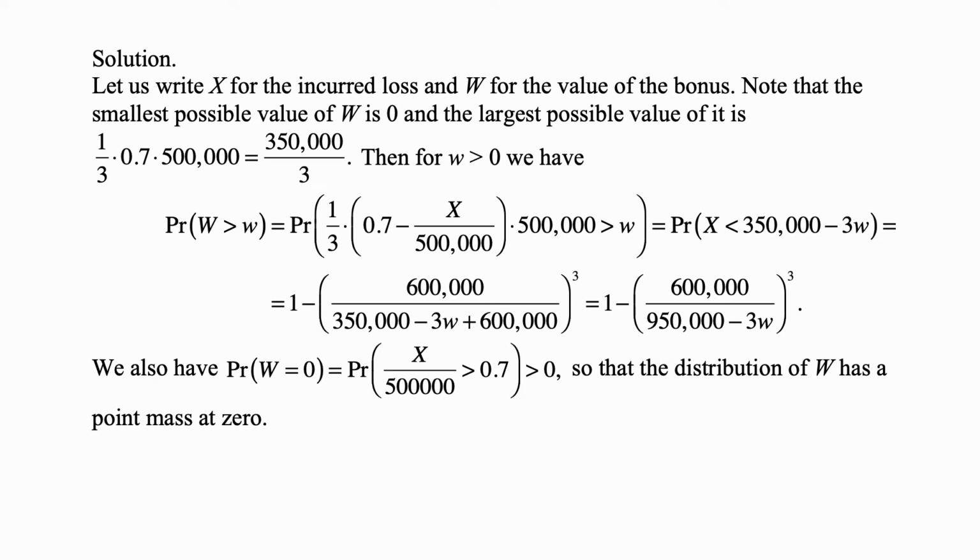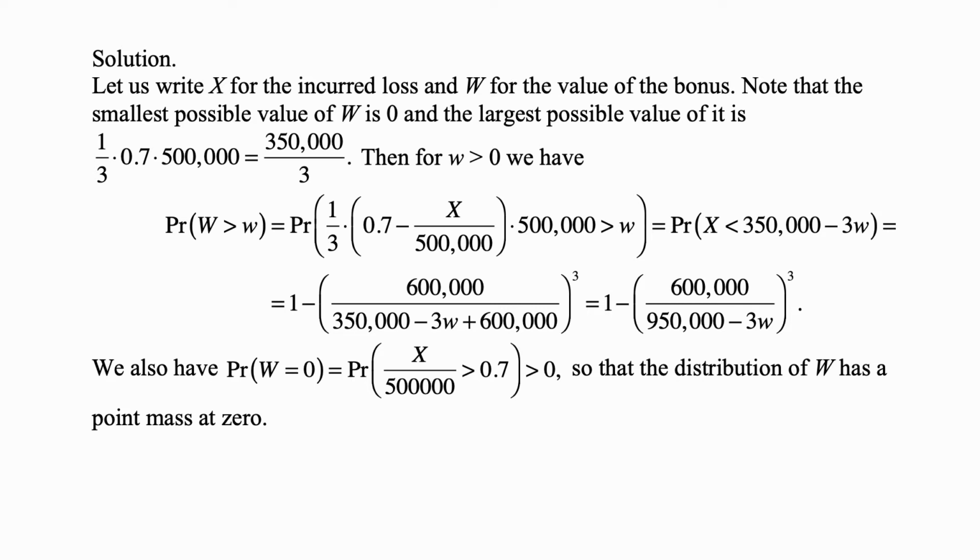And here's the solution. Let us write x for the incurred loss and w for the value of the bonus. Note that the smallest possible value of w is 0, and the largest possible value of it is 1/3 times 0.7 times 500,000, so it's 350,000 divided by 3. Then for w greater than 0, the probability that W is greater than w is equal to the probability that 1/3 times (0.7 minus x over 500,000) times 500,000 is greater than w, which is the same as the probability that x is less than 350,000 minus 3w.